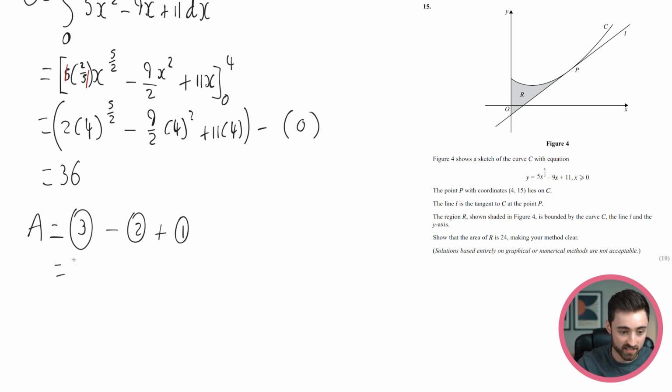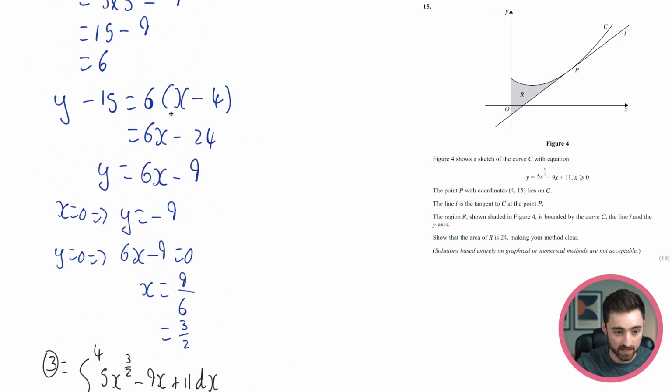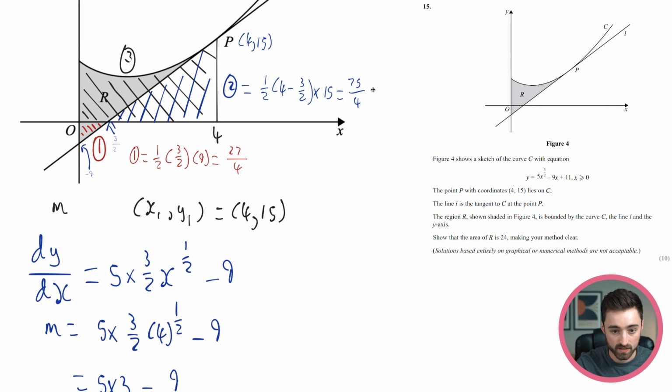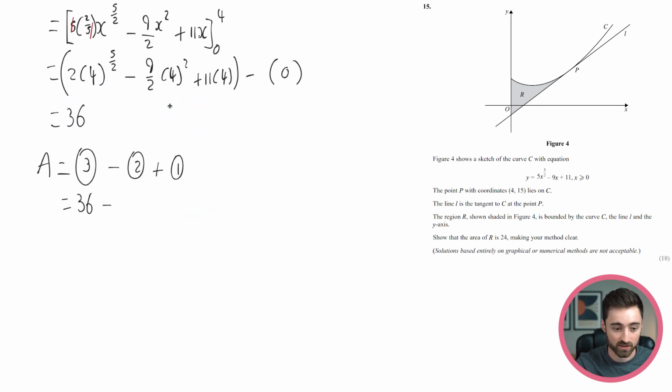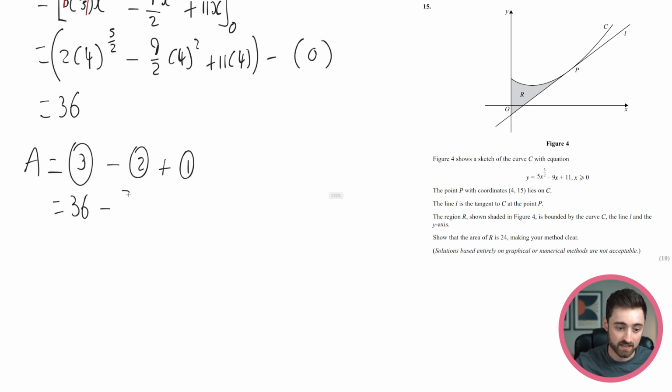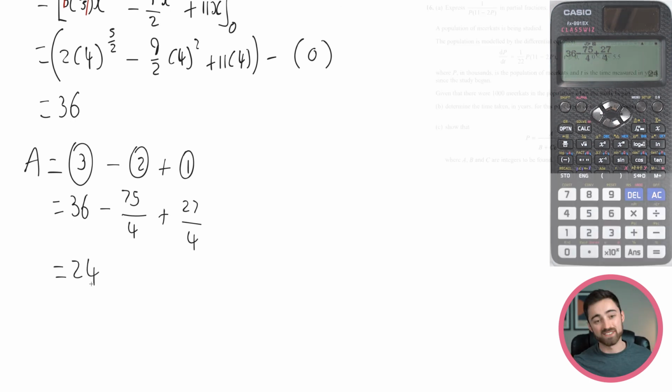Okay, so the 3 is 36. The 2 we know to be 75 over 4. And then the 1 is 27 over 4. Okay, so it's minus 75 over 4 plus 27 over 4. And let's hope, okay, so 36 minus 75 over 4 plus 27 over 4. And I really hope this is right. I get the final area to be 24.